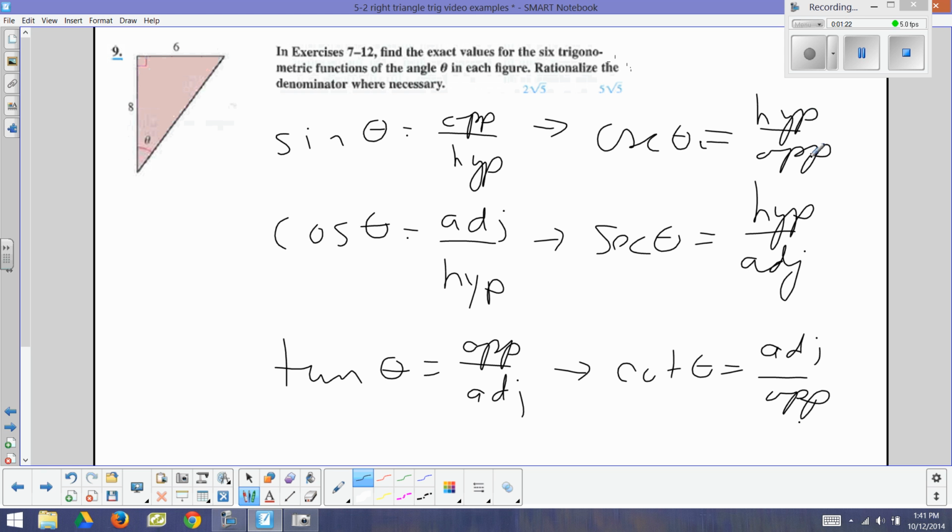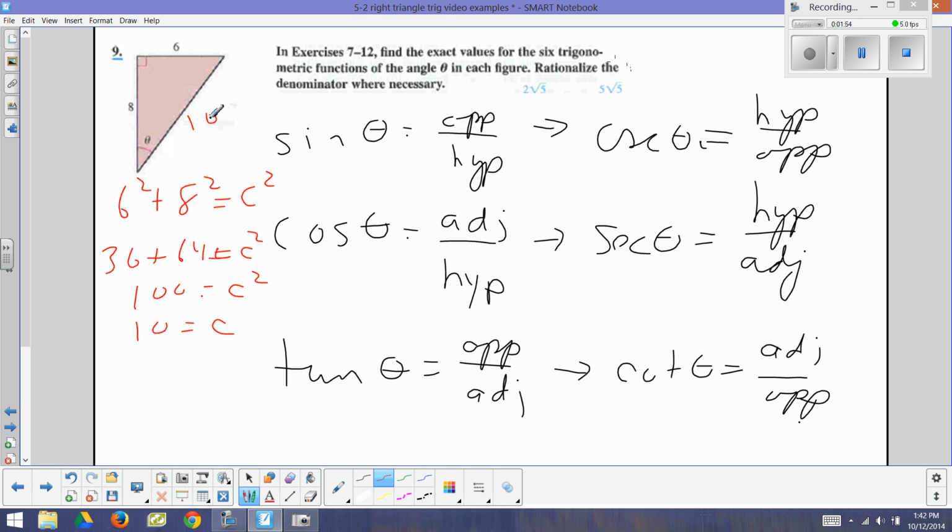So let's figure out what we know. We know 2 sides. We need to figure out my third side. So to figure out the third side, remember that a leg squared plus a leg squared is equal to the hypotenuse squared. So 36 plus 64 is equal to c squared. 100 is equal to c squared. So 10 is what c is equal to.